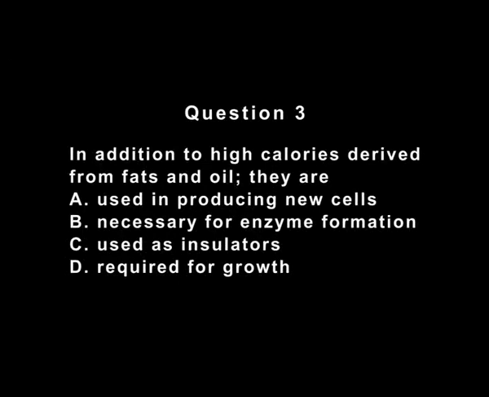Number 3. In addition to high calories derived from fats and oil, they are also A. used in producing new cells. B. Necessary for enzyme formation. C. Used as insulators. And D. Required for growth. Now, we are talking about fats and oil. Option A, production of new cells, we make use of protein. Production of enzymes, you use protein. Growth requires protein.